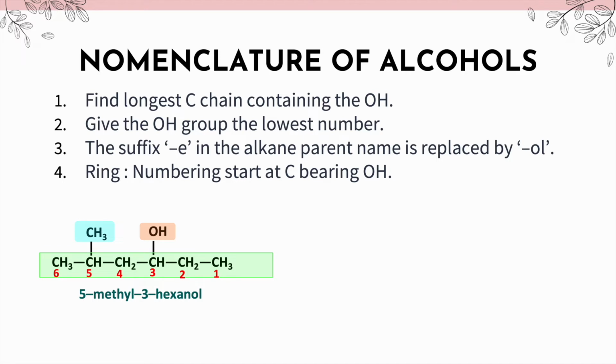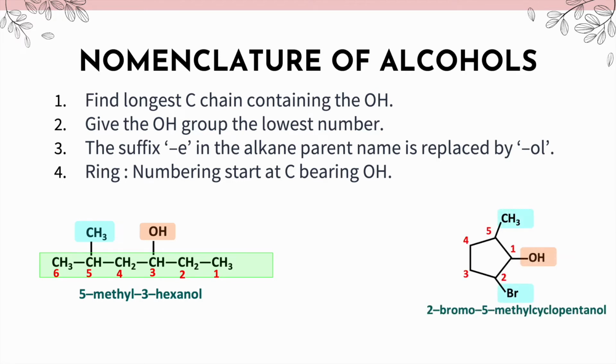Next, if it's a ring, the numbering starts at the carbon bearing the OH group. So this is cyclopentanol. The carbon number 1 is this carbon, the carbon that is attached to the OH group.